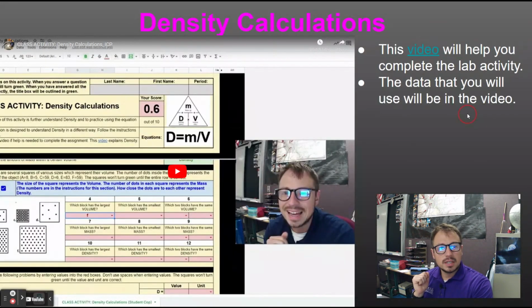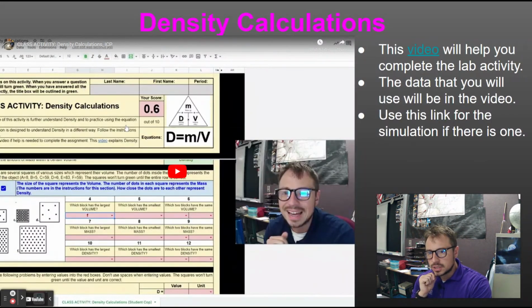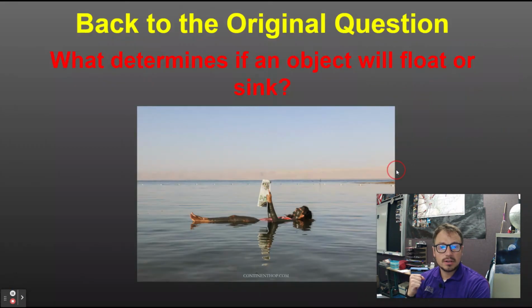So we did a class activity to practice this in which you were going to do a bunch of calculations about density. That really helped you understand what density is and helps you calculate it. So now let's answer this question. What determines if an object will float or sink?